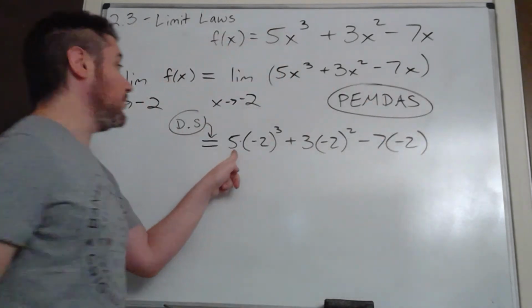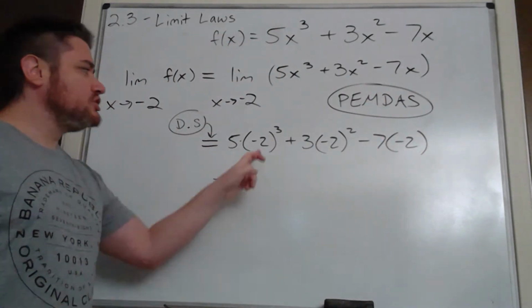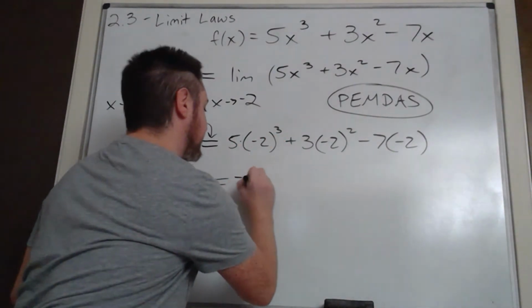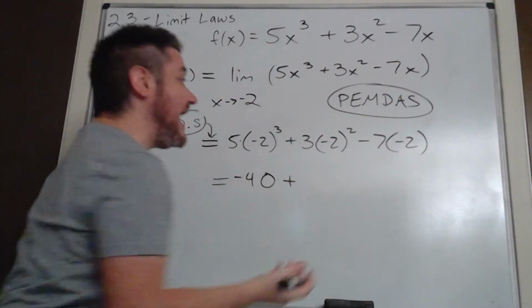PEMDAS, right? We're familiar with that. PEMDAS, however you want to say that. So negative 2 cubed is negative 8. Negative 8 times 5 is going to give me negative 40. Plus. Now I've got the same idea.